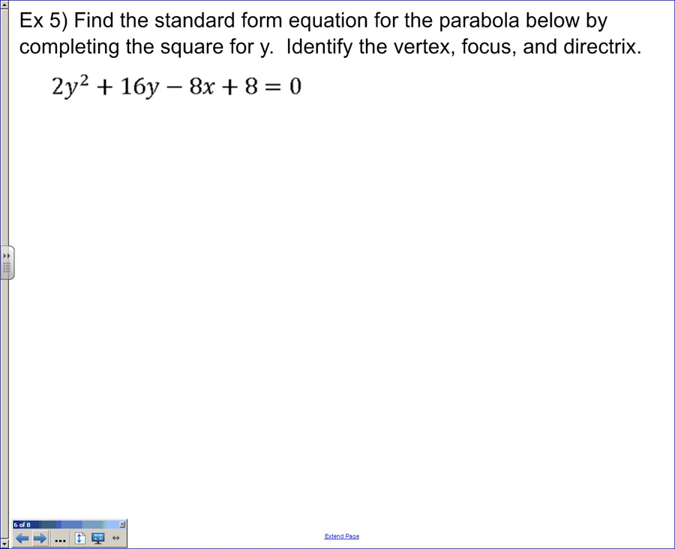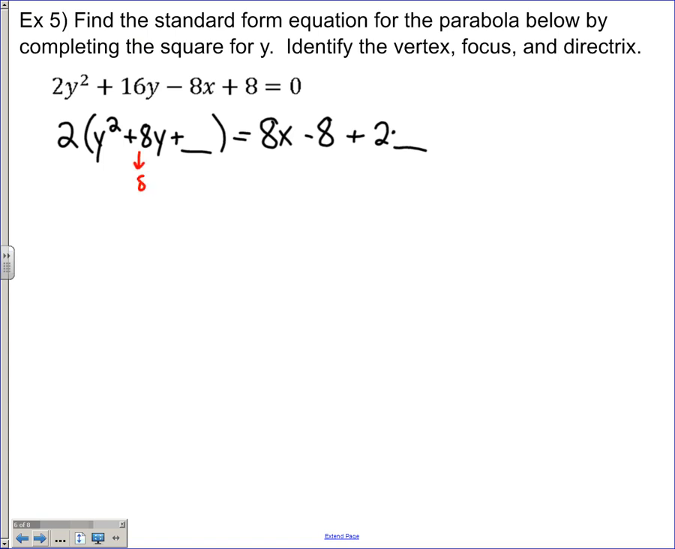So completing the square with y, I get 2 times parentheses y squared plus 8y plus a blank. And since I move my 8x to the other side, it's positive 8x minus 8. And I have to add on 2 times whatever I fill in for my completing the square term. That's going to give me 8 over 2 squared, which is 16. So I'm adding on 32 to the right-hand side, 2 times 16.